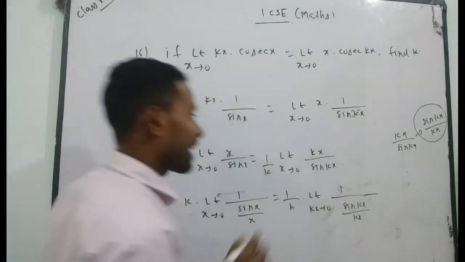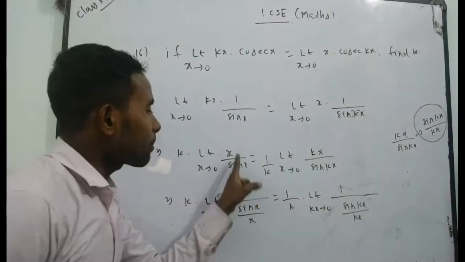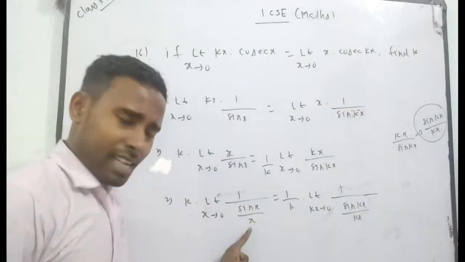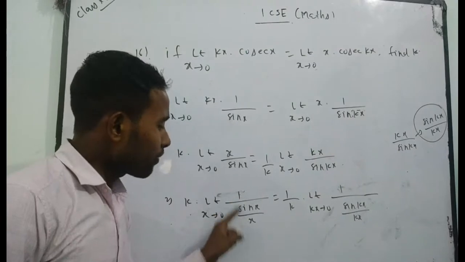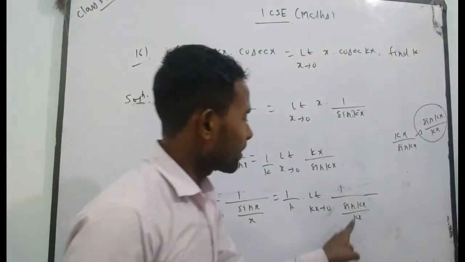Now a question definitely arises: how can you write this? It is very simple. As you know, x by sin x you can write as 1 by sin x by x, because it comes in the denominator of sin x. After manipulating it again, it can go in the numerator. Similarly here I have done it.